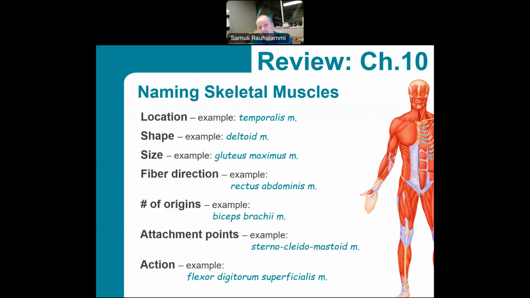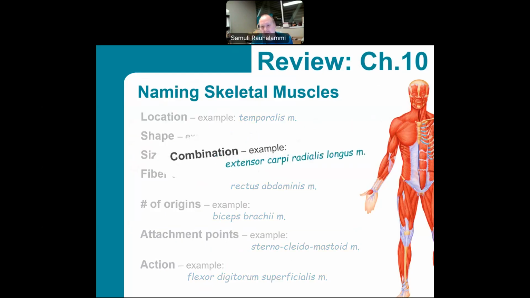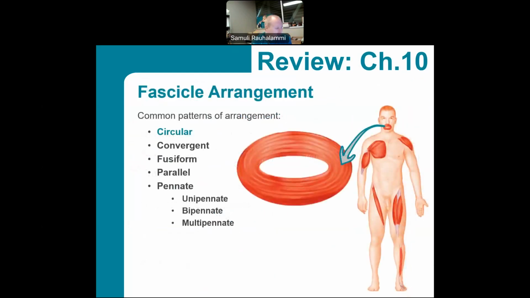Sometimes we even put multiple of these clues together in the name. For example, extensor carpi radialis longus muscle tells us it extends, it crosses the carpal bones, it's located along the radial bone, and it's a long muscle, things like that. We can also look at the fascicle arrangement of the muscles.